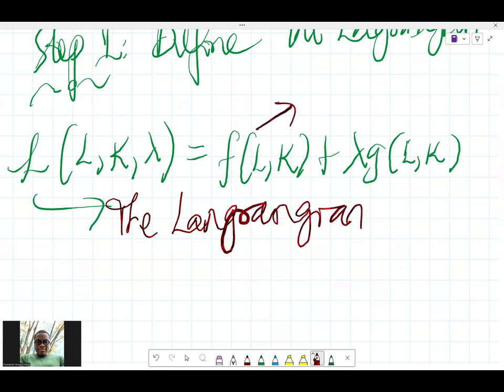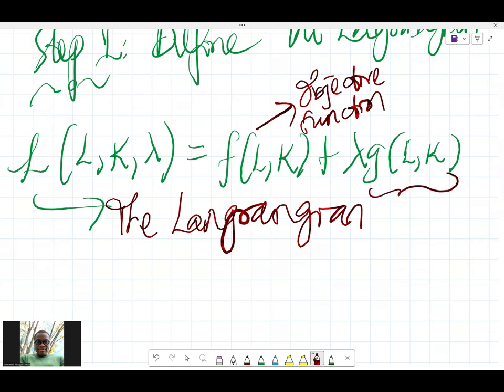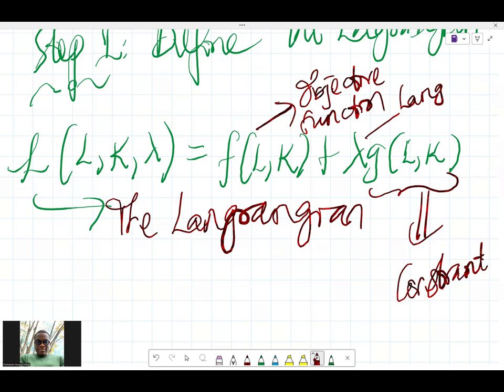So this is the objective function which we are trying to maximize. This is the objective function, okay, and this is the constraint. This is the constraint. And then this is the Lagrangian multiplier. The lambda itself is the Lagrangian multiplier. Okay.